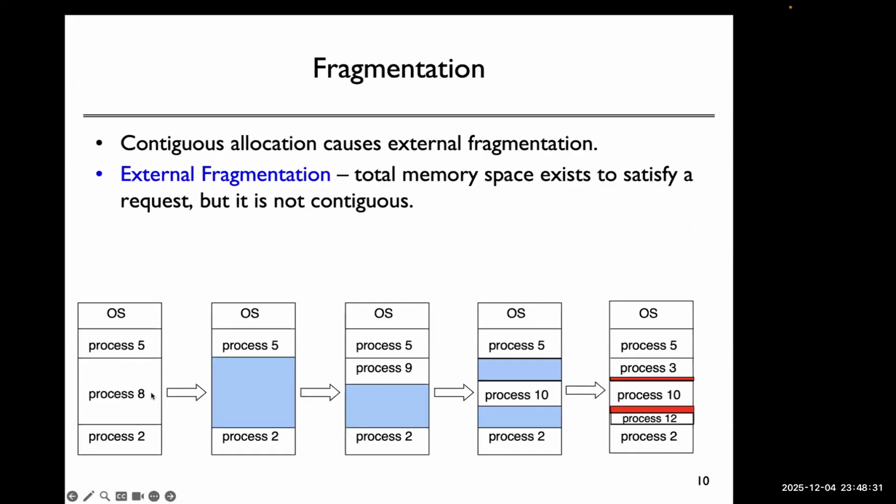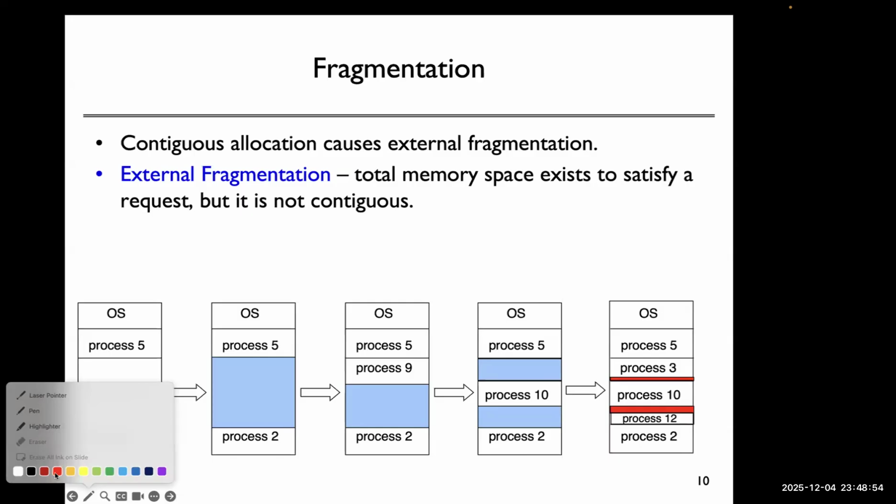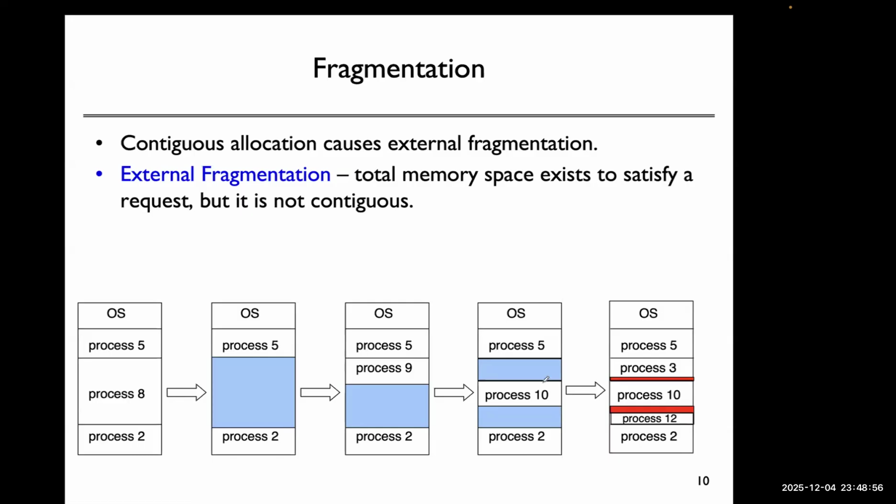So let's say you again have the same situation, where you have process 8, and then process 8 is done, so it creates a hole when the memory is freed. And then you load process 9, then process 10, and after some time, process 9 is done with its execution. And now you have two different holes, right? Let me select a pointer. So let's say that after this step, you load process 3.